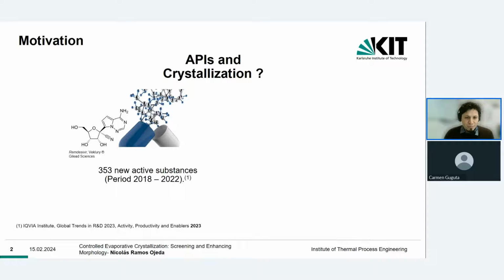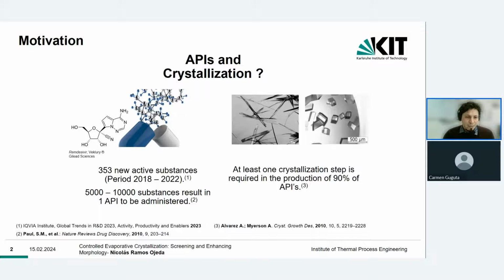For example, just to give some numbers, in the past 5 years, almost 350 new APIs have been introduced to the market. And what most people don't know is that to obtain one single successful API, you need something like 5 up to 10,000 substances, which were not able to progress further. And crystallization takes place in roughly 90% of the production of APIs. So what I'm trying to illustrate in this slide is the immense scope and relevancy of the role of crystallization in pharmaceutical manufacturing.